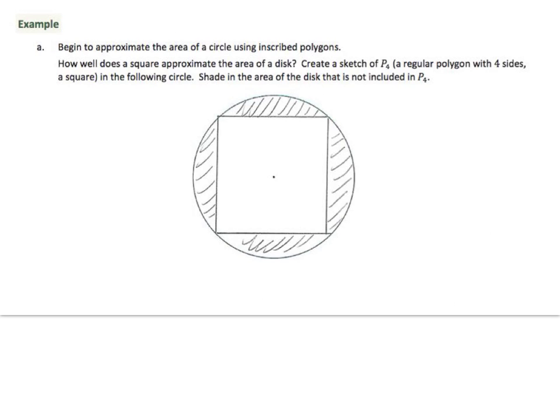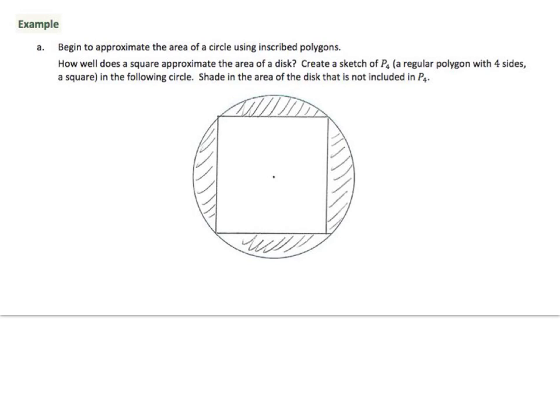All right, so let's start working on this. Begin to approximate the area of a circle using inscribed polygons. How well does a square approximate the area of a disk? Create a sketch of P4, a regular polygon with 4 sides, which is a square, in the following circle. Shade the area of the disk that is not included in P4. That's what I did. You guys can do that on your paper a lot easier than I can on my iPad. So I sketched it on my paper and then took a picture of it and put it in my iPad. So go ahead and sketch that.